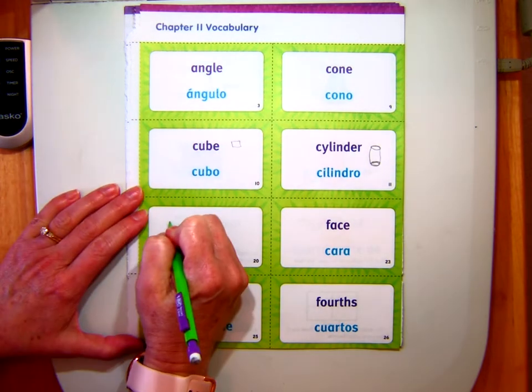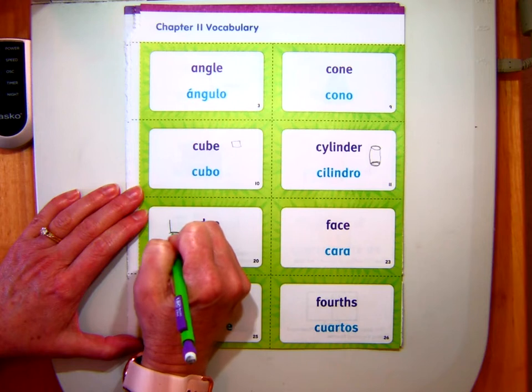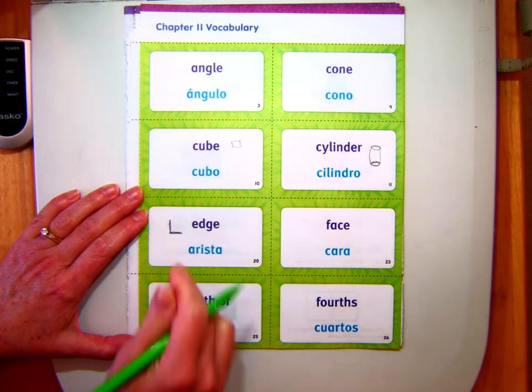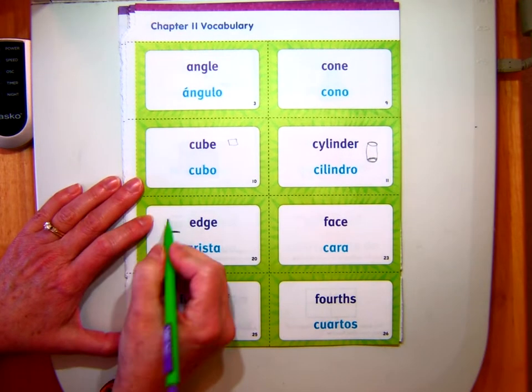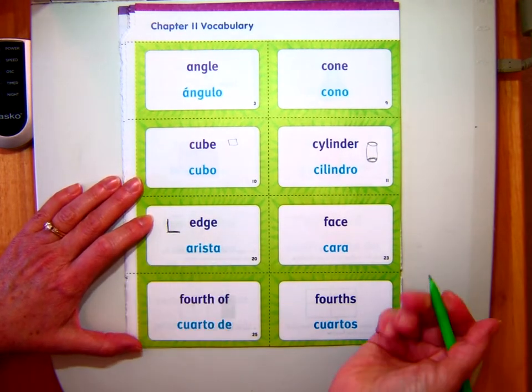If you have the edge of something, the edges are these things. These are the edges. So each of those is an edge. So this is one edge, this is another edge.